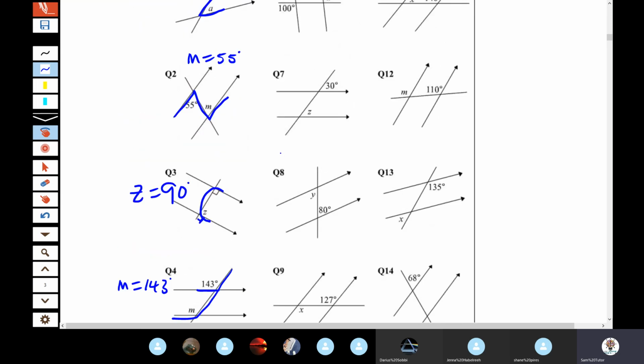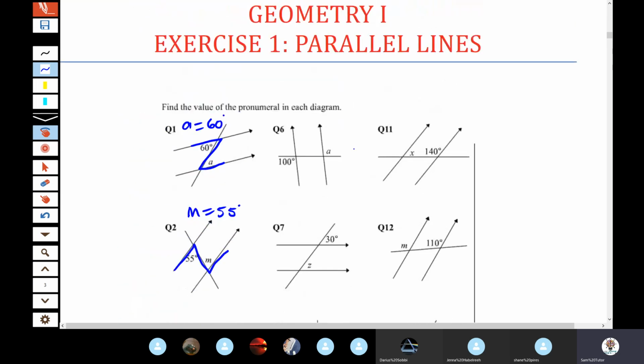So let's pick someone else. Question 6. Who wants to give it a shot? Someone. Just start with anything. Just say your name and then we'll do it.